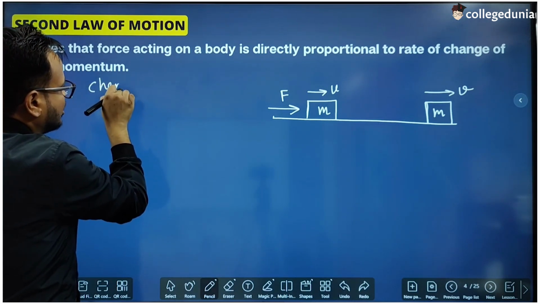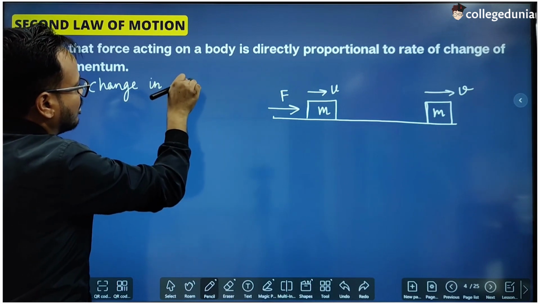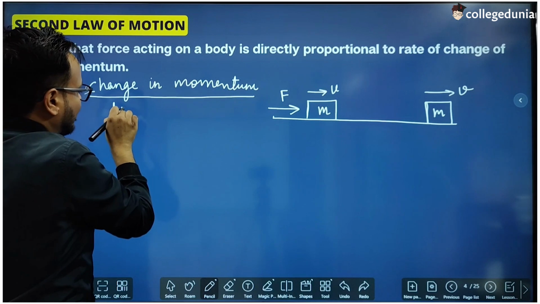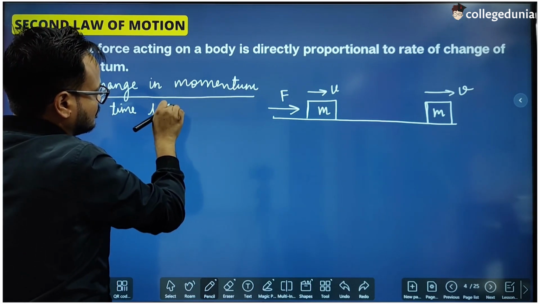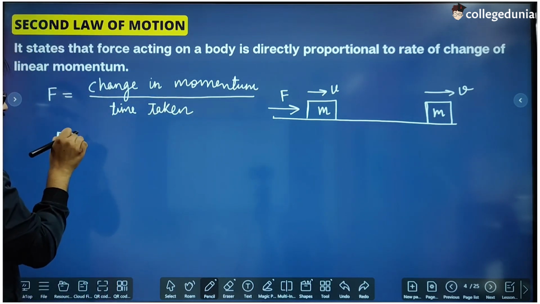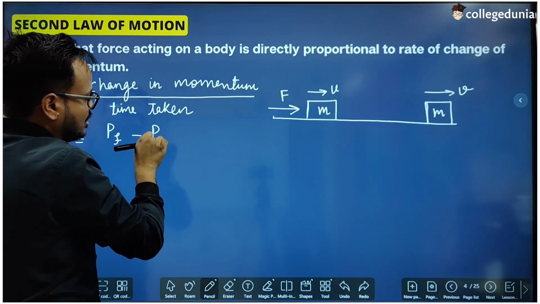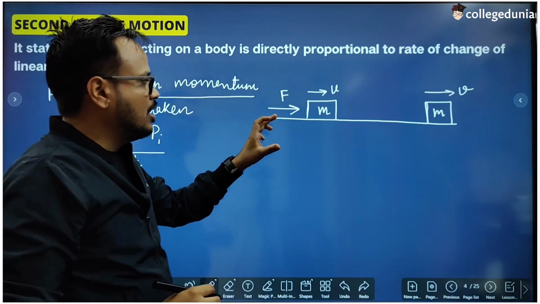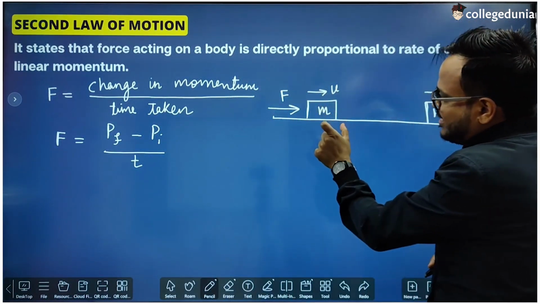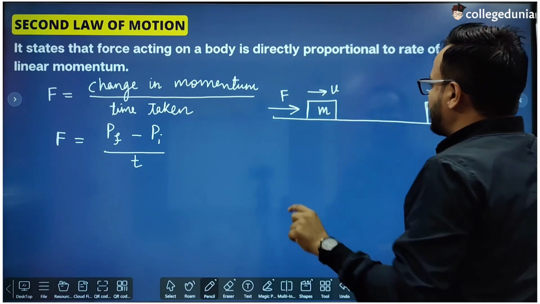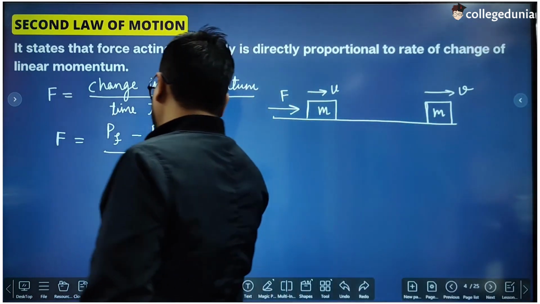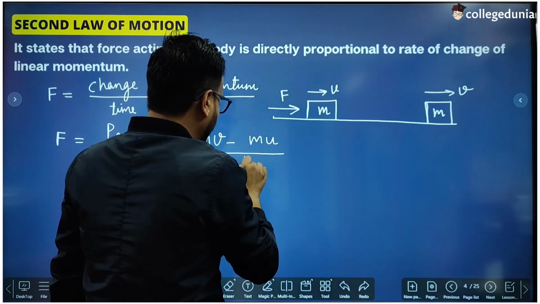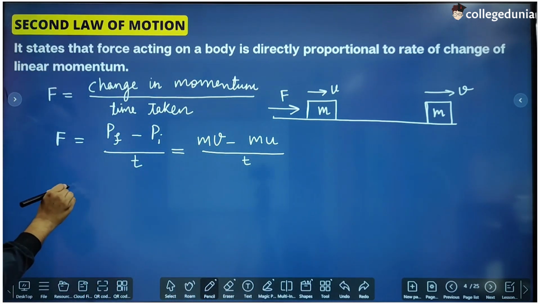It means that force equals change in momentum divided by the time taken to change the momentum. For example, we can write it as P final minus P initial divided by time taken by the body to change its momentum from initial to final. This body was moving with velocity u, so its momentum at this position was m into u, mass into velocity, and at this position the momentum is m into v. Then we can say that F equals (m v minus m u) divided by t. So this is what this law says.